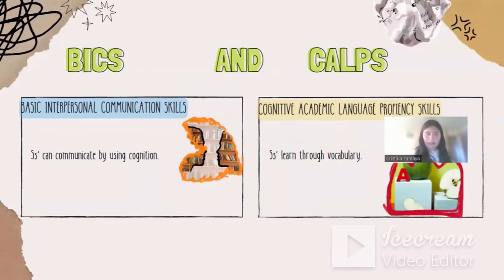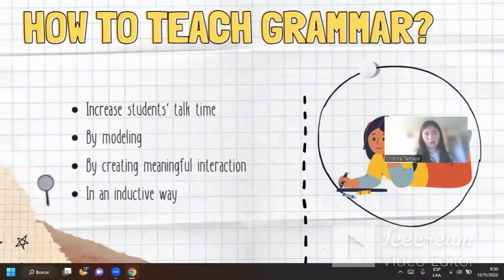After that, we have BICS and CALP. BICS is basic interpersonal communication skills. Here, students are going to learn how to communicate effectively by using cognition and correct structures. And CALP is cognitive academic language proficiency. Here, students are going to learn vocabulary in order to communicate their ideas and also learn through vocabulary.